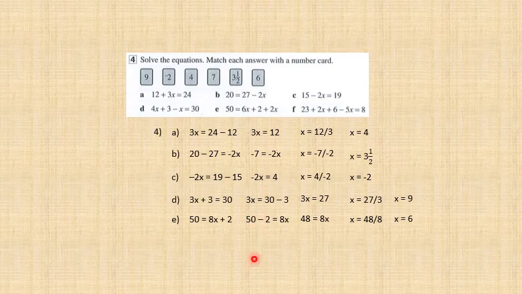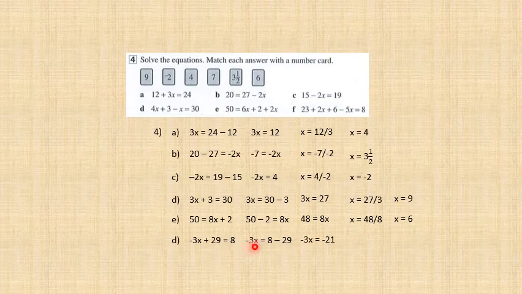In question F and the last one here, 8 equals 23 plus 2x plus 6 minus 5x. I'm collecting the like terms first. So 2x minus 5x equals negative 3x. And 6 plus 23 equals 29. And then solve the equation. I will make the inverse operation and balance. So 8 minus 29 equals negative 3x. So here negative 3x equals negative 21.